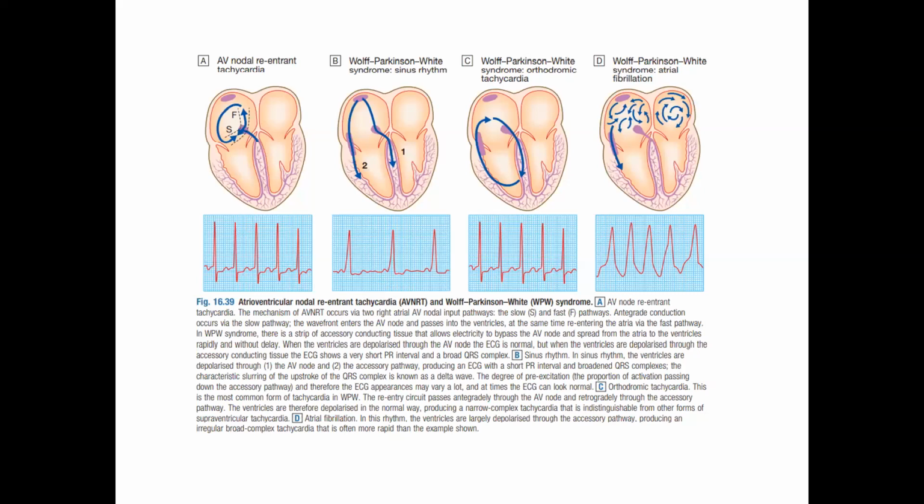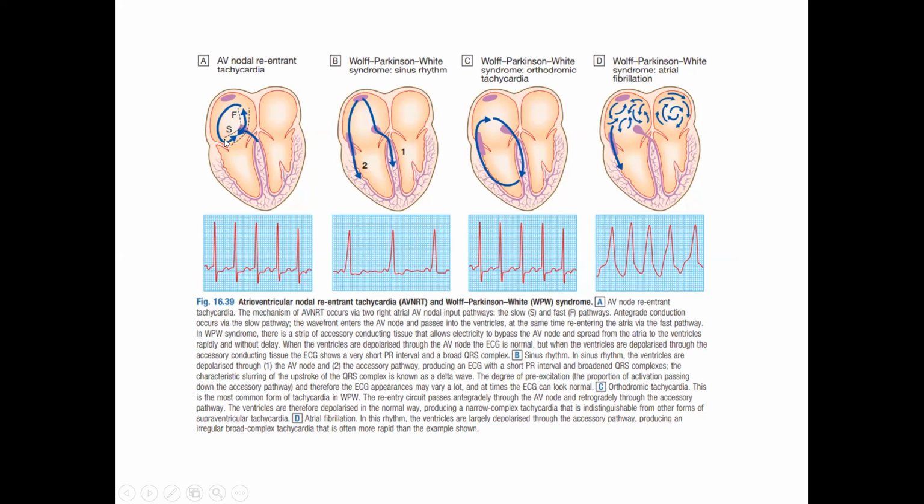So in AV nodal reentrant tachycardia, the impulse starts from the SA node. The impulse should be going like this, but here there will be re-entry of the impulse within the atrium. This is the right atrium, and there will be re-entry of the impulse within the right atrium in case of AV nodal reentrant tachycardia.